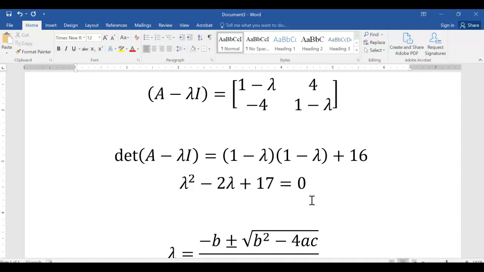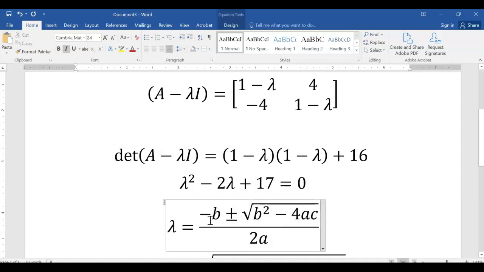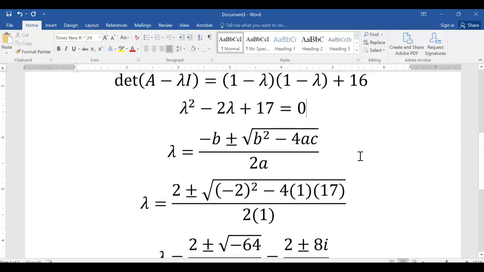If you can think through factoring that, by all means, try. Most of us won't be able to do that. Most of us will have to rely on the quadratic equation: opposite of b plus or minus the square root of b squared minus 4ac, all divided by 2a. By the way, in this case, my b is the negative 2, my a is the number 1, and my c is the number 17. So we get opposite of negative 2, a positive 2, plus or minus the square root of negative 2 squared minus 4 times 1 times 17, all divided by 2 times 1.